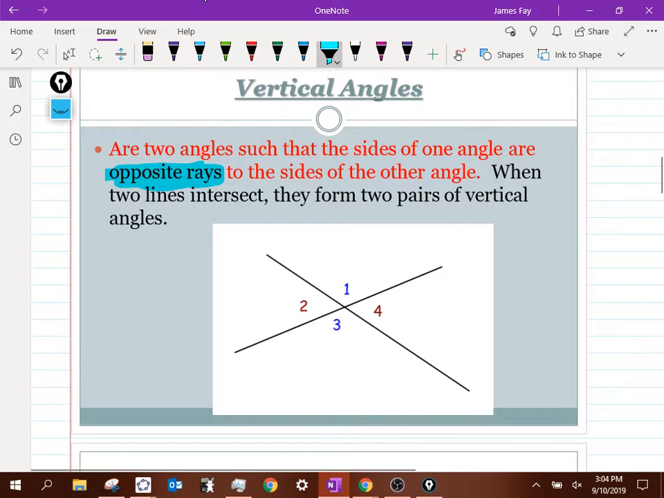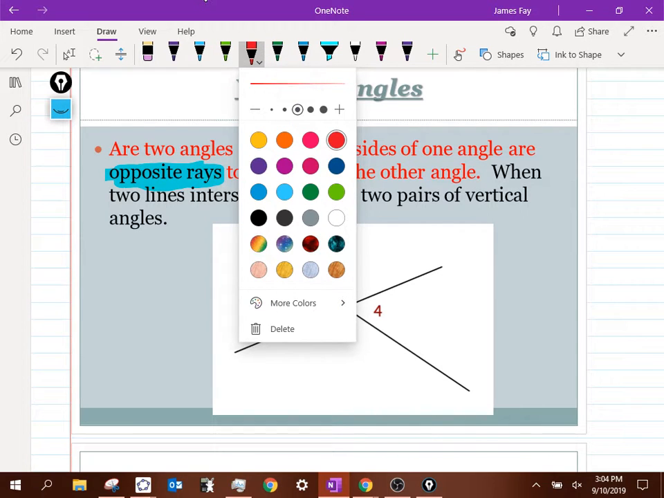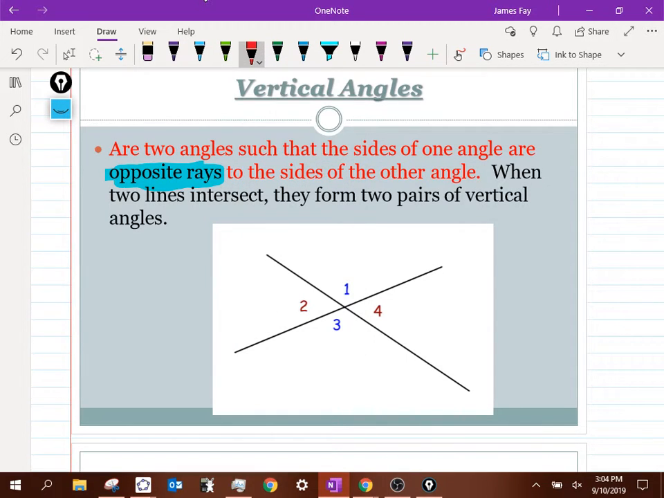The best way, and once you see it, it's very simple. But I think reading the phrase is kind of confusing. What we get at here is it says two angles such that the sides of one angle. So I just want to focus on the sides of one angle. I'm going to look at that side and that side of angle 1. Do you agree that those are sides of angle 1?